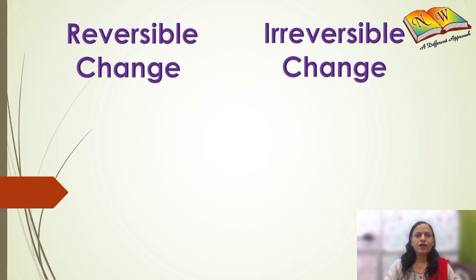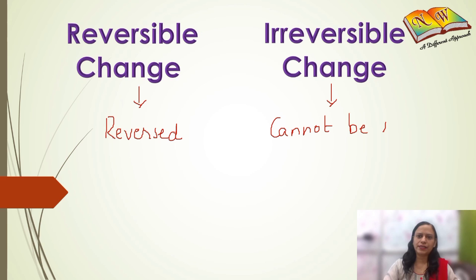irreversible change. So when we say a reversible change, it means a change which can be reversed. So reversible changes are the changes which can be reversed, whereas irreversible changes are the changes which cannot be reversed. So if a change can be reversed, we can call it reversible, and if it cannot be reversed, we can call it irreversible.